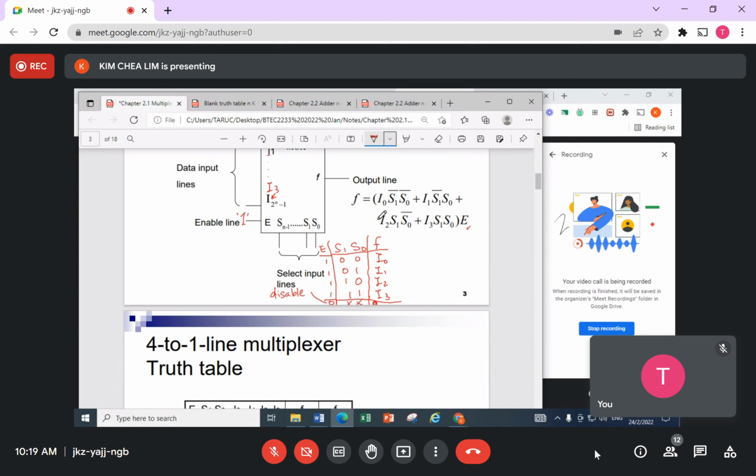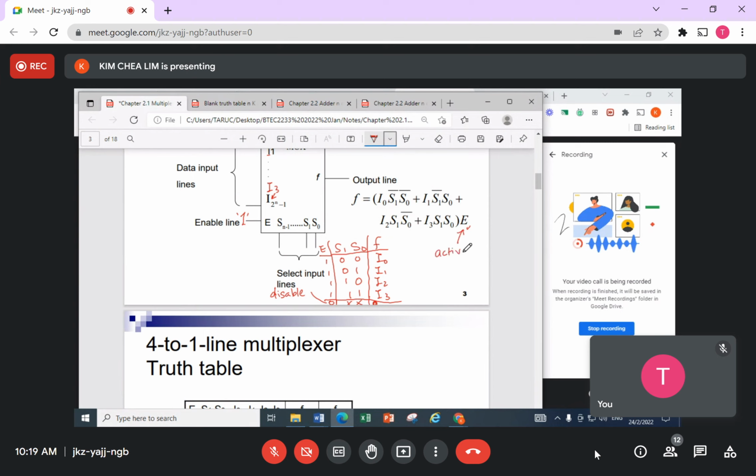All right. Therefore, my F here, the output function, is given by these expressions. When my selectors are both 0, 0, they pick I0. Or when the selector is 0, 1, they pick I1. Or this condition, they pick I2. This condition, they pick I3, provided my E is a 1. So this is the output equation for a simple 4-to-1 multiplexer with an active high enable.